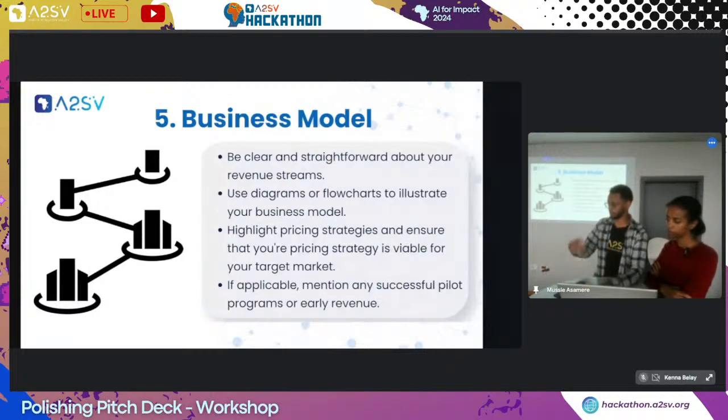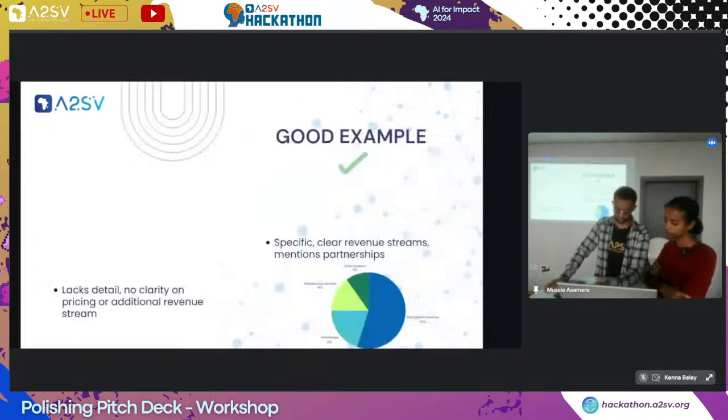And if there are any previous deployments that you've made or a pilot program, you can also mention that here. That would give you a big boost, but it's optional and not always expected of you. It will depend on the progress of your product. So let's see the examples.